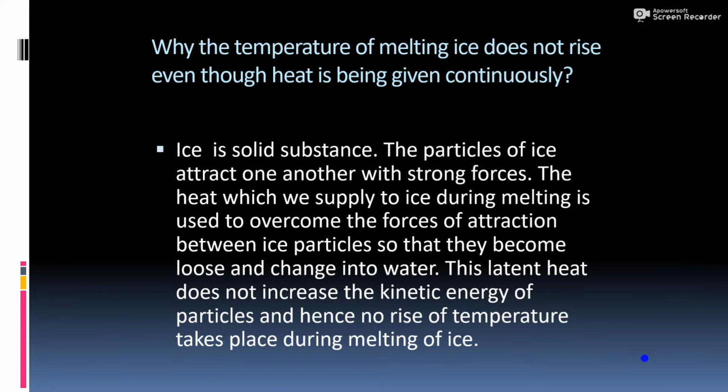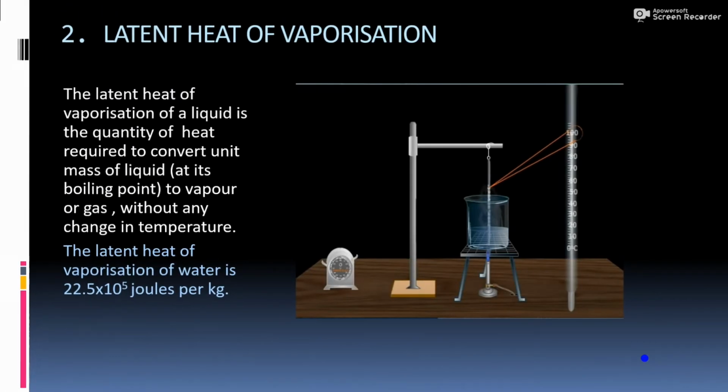Ice is a solid substance. The particles of ice attract one another with strong forces. The heat which we supply to ice during melting is used to overcome the forces of attraction between the ice particles so that they become loose and change into water. This latent heat does not increase the kinetic energy of particles and hence no rise of temperature takes place during melting of ice, because the heat here absorbed is used in change of state. That is called the latent heat. So the temperature does not rise.